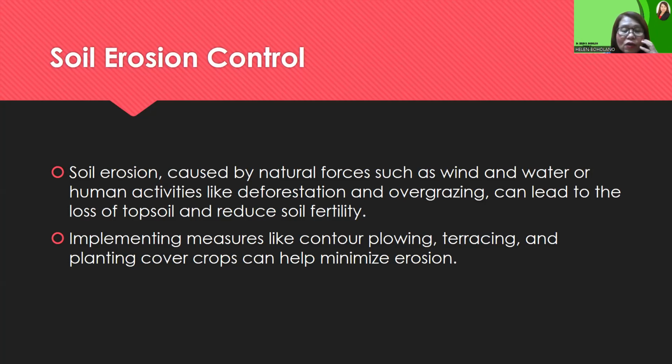Implementing measures like contour plowing, terracing, or planting cover crops can help minimize erosion. Have you noticed the covering like the net, or maybe the plant trees? Why is it that we need to plant trees so that it holds together, and the soil, the topsoil will be protected, which is very important. So protected and it will not go down.